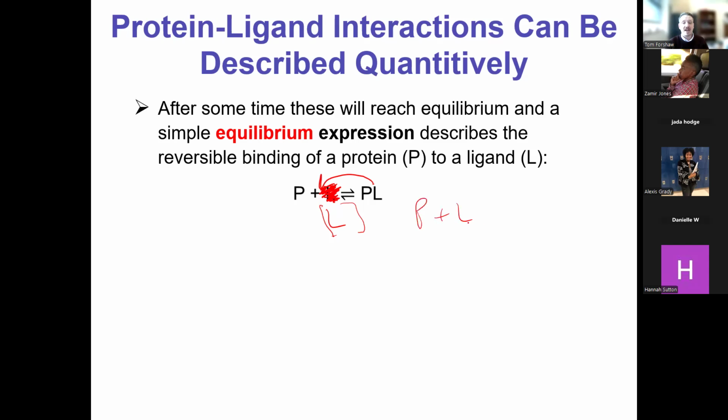If I've got the protein-ligand complex and I increase the concentration of ligand, then I've got too much ligand, and to get rid of some ligand, I'm going to react it with protein to form more protein-ligand complex. So if I increase ligand, I'll push it to the right. If I decrease ligand, I'll push it to the left. So good work.